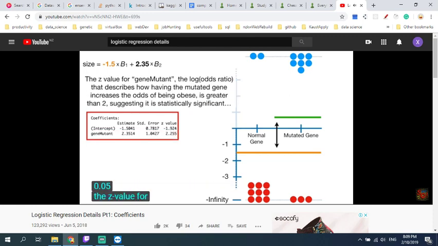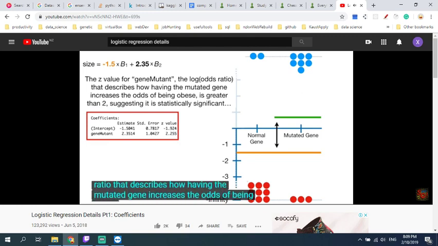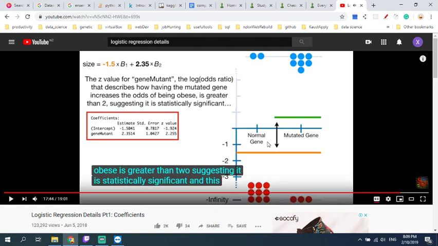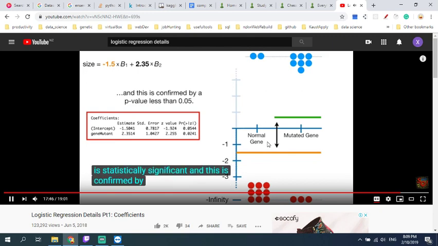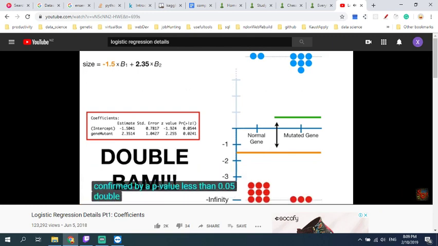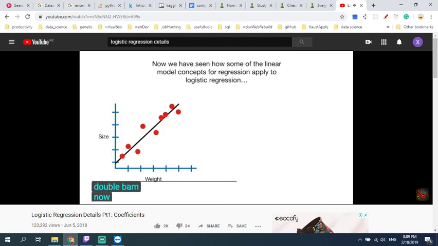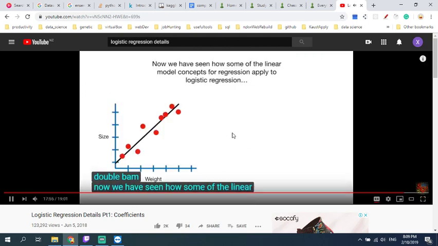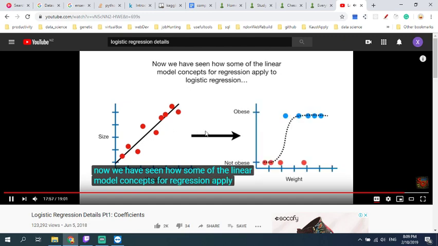The z-value for gene mutant, the log odds ratio that describes how having the mutated gene increases the odds of being obese, is greater than 2, suggesting it is statistically significant. And this is confirmed by a p-value less than 0.05. Double bam!